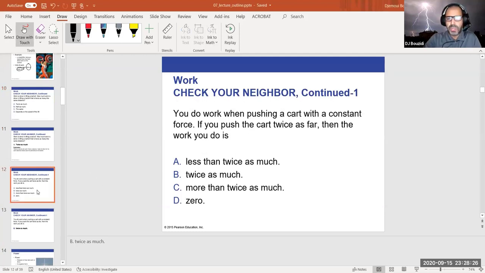You do work when pushing a cart with a constant force. If you push the cart twice as far, then the work you do is, again, now you double the distance. So it should be twice too, isn't it? I hope so too, Jacqueline. Okay.